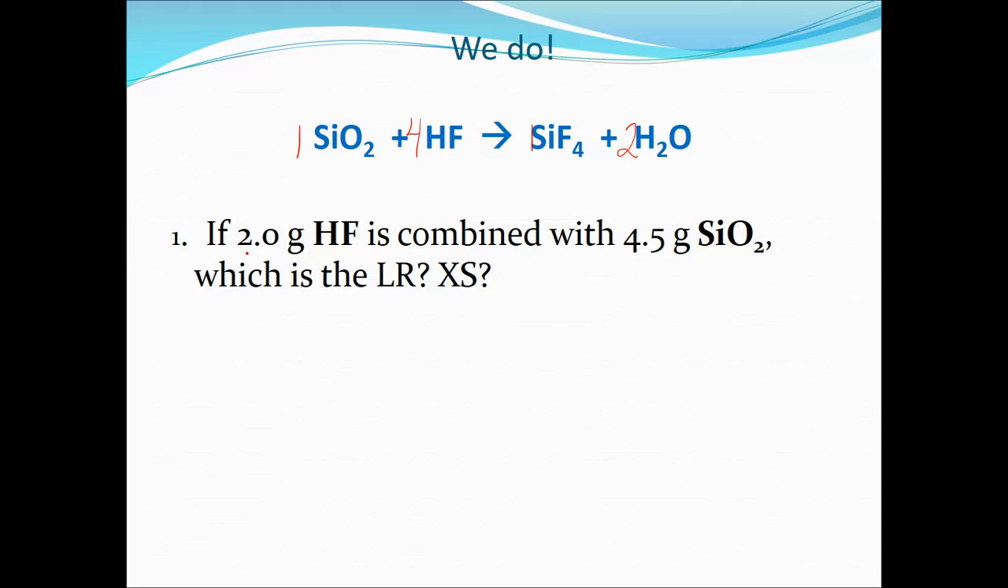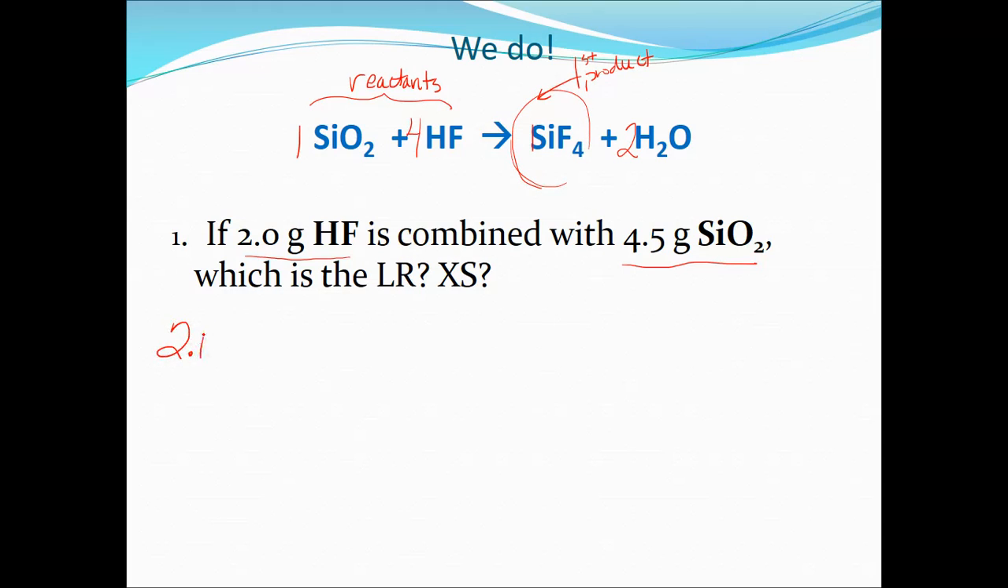So the question says, if 2 grams of HF is combined with 4.5 grams of SiO2, the other reactant, notice these are the only 2 reactants. What we're trying to do is figure out who the limiting reactant is. So we're trying to figure out which one of these is going to run out first. We want to know which is the limiting reactant and which is the excess reactant. So let's follow those steps. We're going to convert each reactant to moles of the first product. So these are both our products, but this is the first product. So we're going to convert to moles of SiF4.